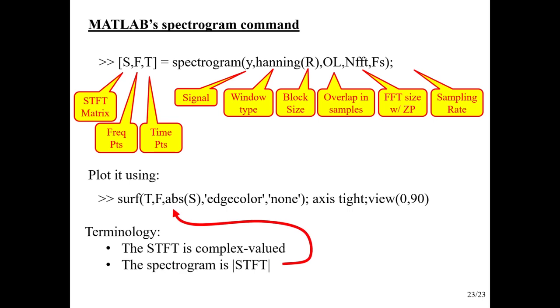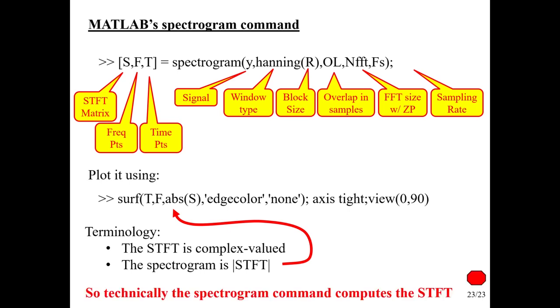So just some terminology. Like I said, the short time Fourier transform is complex valued. The spectrogram is either the absolute value or the absolute value squared. I think it's usually the absolute value squared, but that's really neither here nor there. So technically, the spectrogram command computes the STFT. And like I said, I think there is an STFT command. I don't use it, so I would caution you. It might not be called the same way.